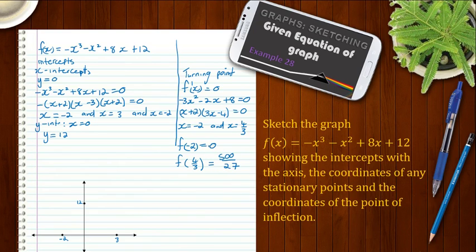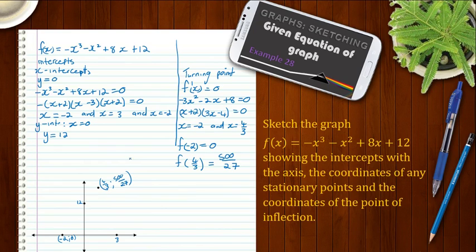Alright, so now we have the coordinates of our turning points. The one is here at minus 2, so that one's coordinate is going to be minus 2 and 0. And this one's coordinate will then be 4 over 3 and 500 over 27.